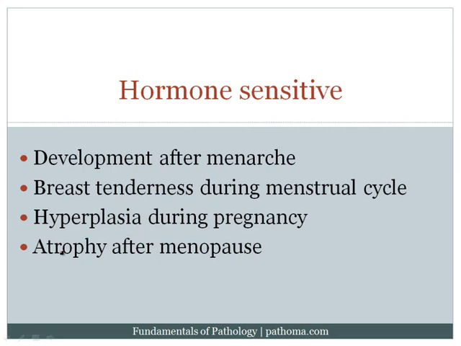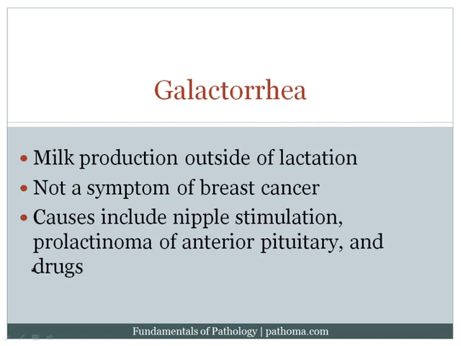And then finally, when a woman undergoes menopause and the amount of estrogen and progesterone decrease, then the breast atrophies. So all of these are basically signs of hormonal sensitivity of breast tissue. The very first disorder that we want to talk about is called galactorrhea. Galactorrhea refers to the production of milk. However, it is outside of lactation. So if a woman is breastfeeding, she doesn't have galactorrhea.